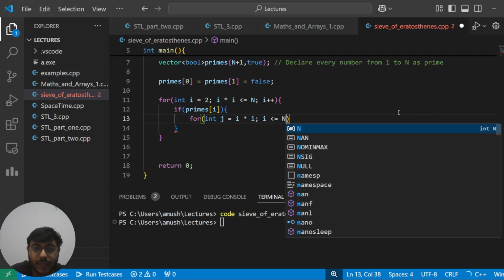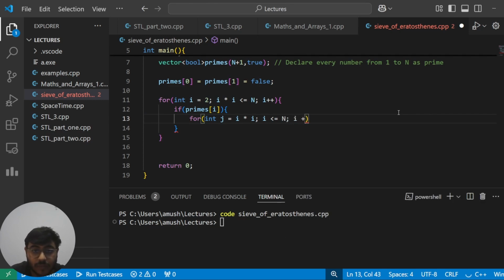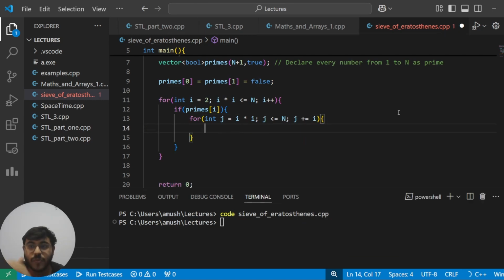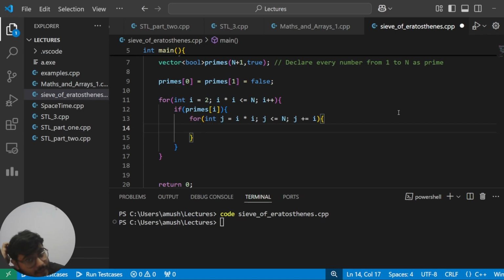Then what do? j less than equal to n and j plus equal to i. It's a simple thing: the next multiple is obtained by adding i. For example, if you have 2, the next multiple is 4. After 4, the next multiple is 6. 4 plus 2, then 6 plus 2 is 8, 8 plus 2 is 10, 10 plus 2 is 12, right? This is how you progress.